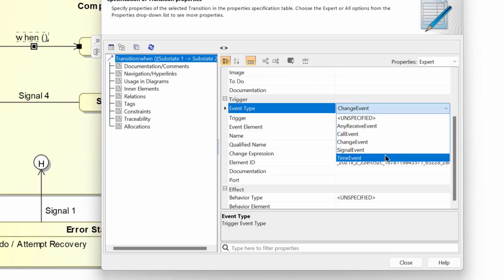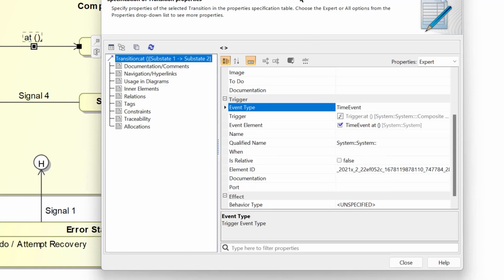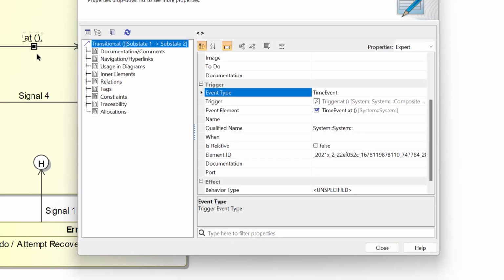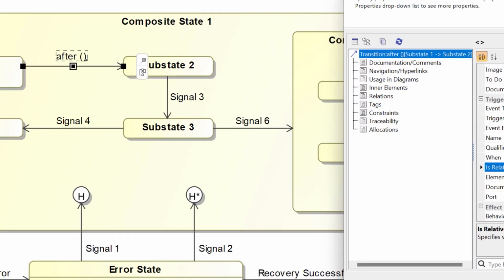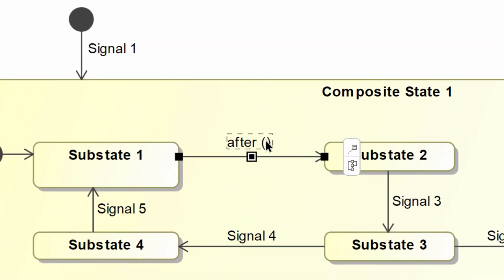We also have, of course, the signal event and then the time event. With time events, notice we have the option at, and that would be at a simulation time that is absolute. However, with time events, you also have the ability to check the box for is relative, which would make that after. And you've seen that in other videos, I'm sure. I've seen Salius has some videos out there where he uses this relative time event, or you might want to define something such as after 3 seconds, then transition to another state.